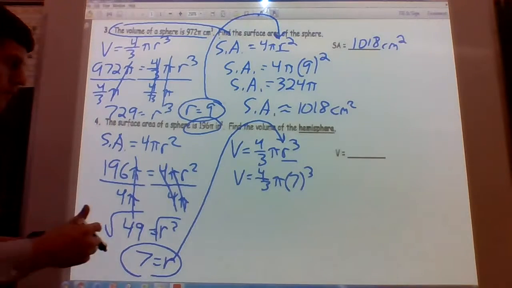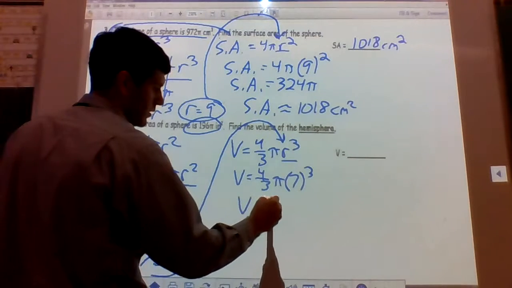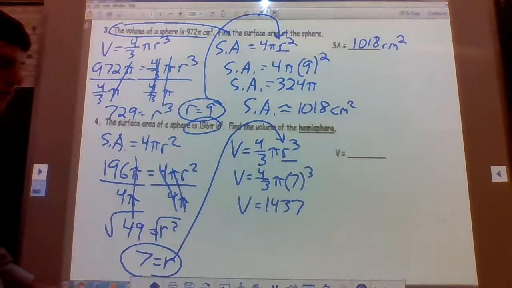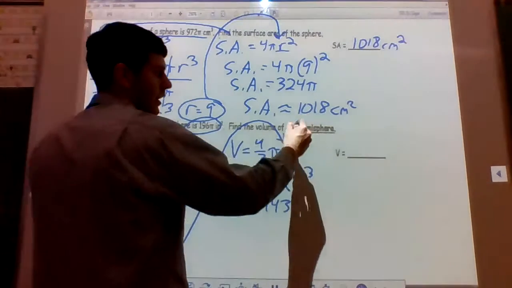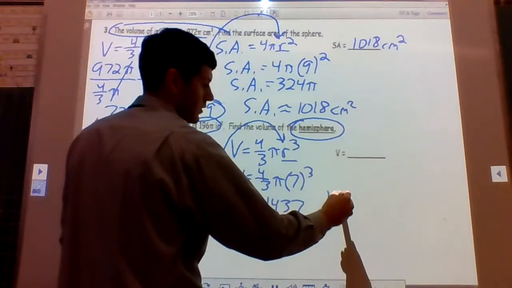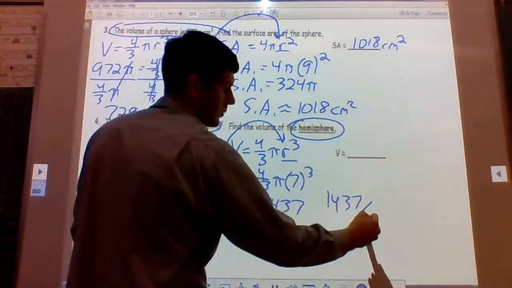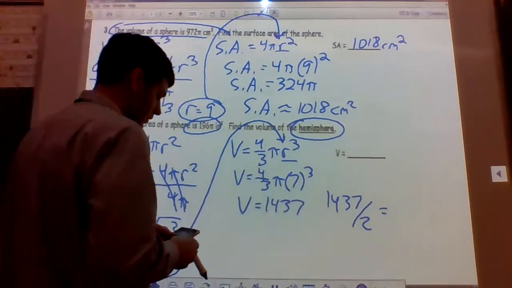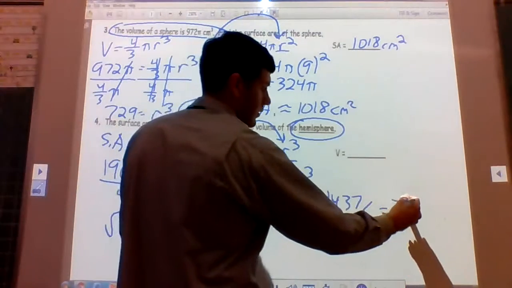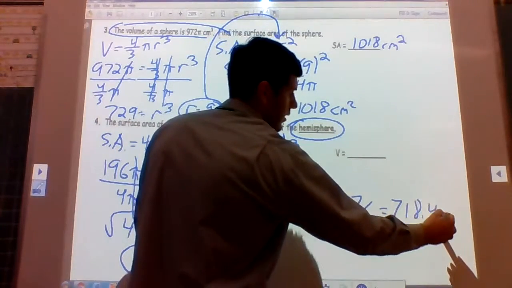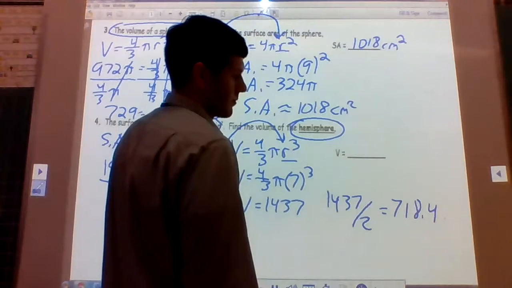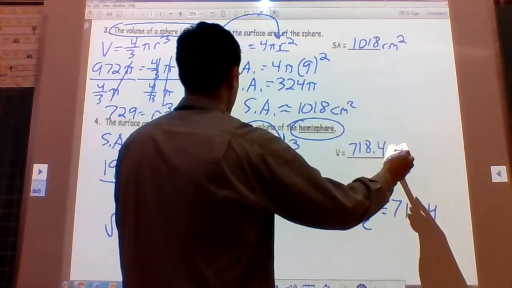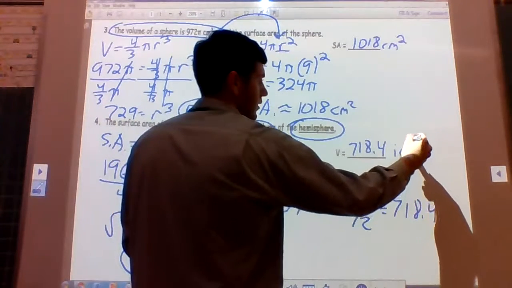I'm getting 1437. And the units here. Okay, and that's the volume of the sphere. But we want a hemisphere, so we're going to have to take 1437 and divide by 2. That's going to get 718.4. And the units there are inches cubed.